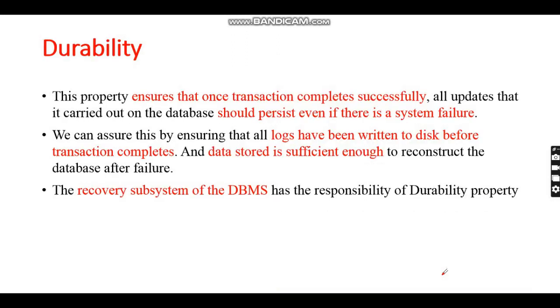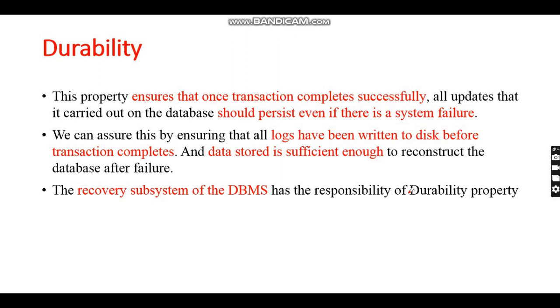Okay. Next is durability. This property ensures that once a transaction completes successfully, all updates that are carried out on the database should persist even if there is a system failure. We can assure this by ensuring that all logs have been written to disk before the transaction completes, and the data stored is sufficient to reconstruct the database after failure. The recovery subsystem of the DBMS has the responsibility of the durability property, right?